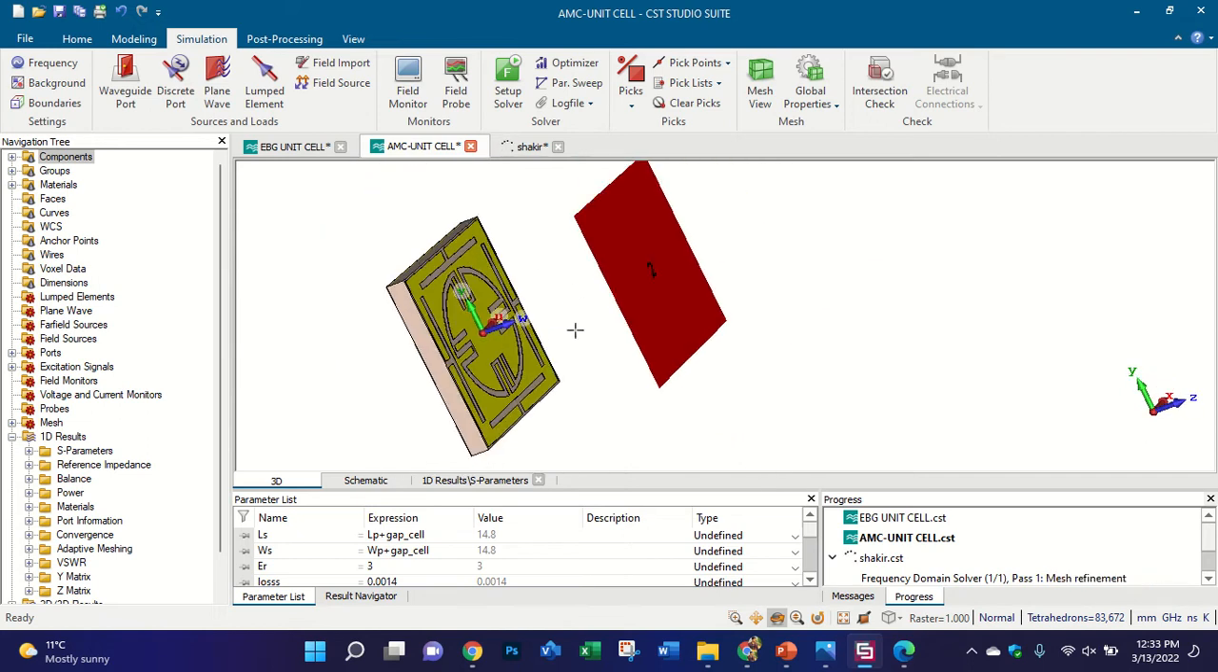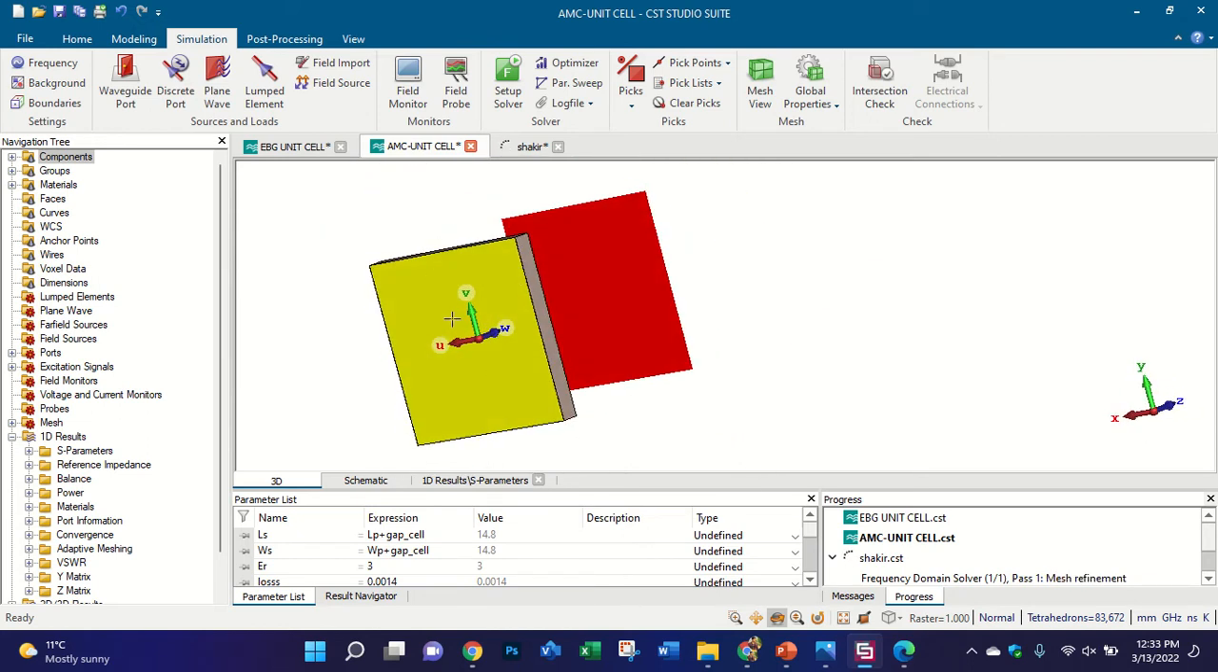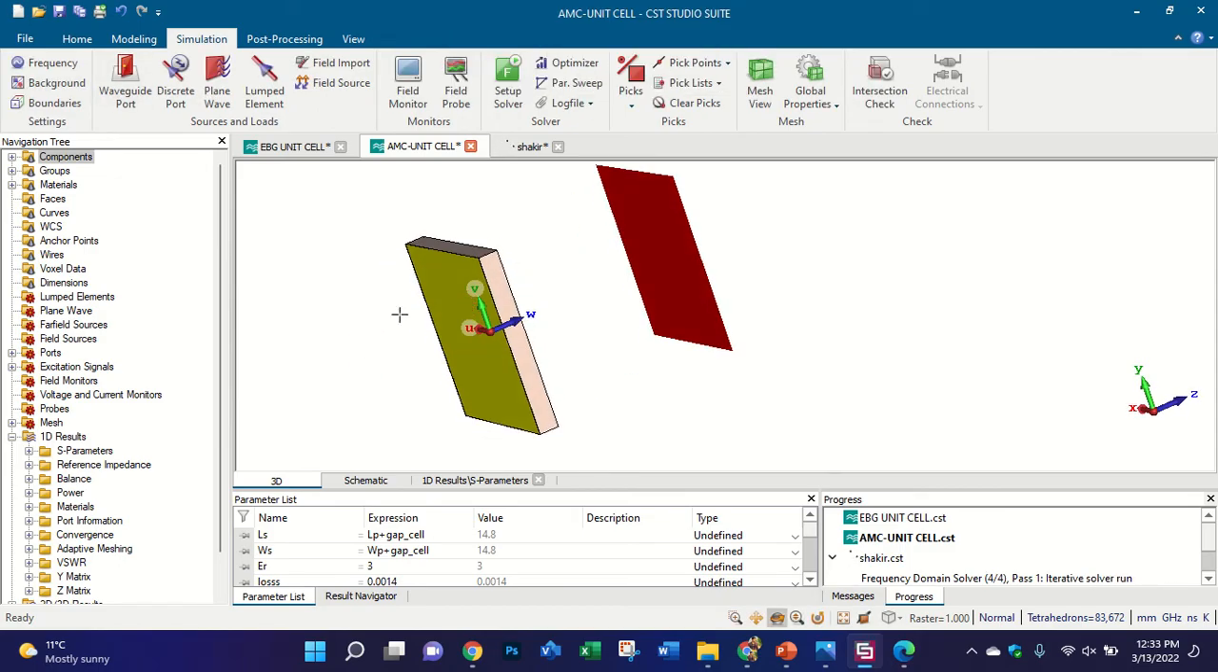Just keep in mind, in this case the full ground plane is a reflector. Because if you are using the full ground plane, then there will be no effect of that second port, okay. So that's why I have used one port here. Just keep in mind, okay.